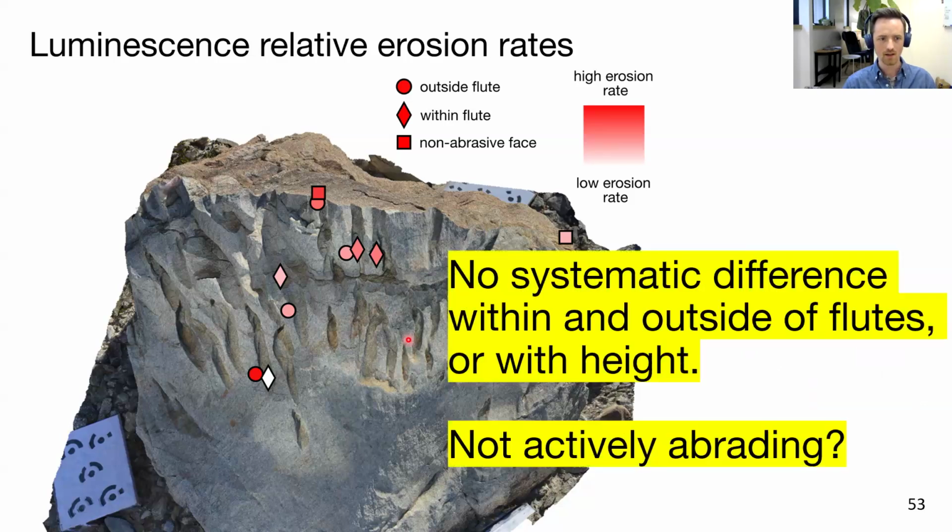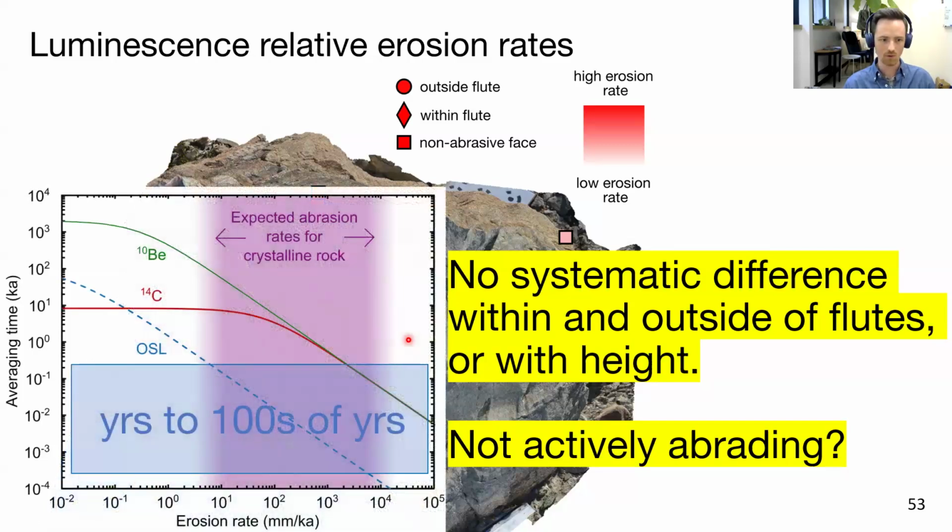But either way, I think we can say that at least for this ventifact, there doesn't seem to be a systematic difference within and outside of flutes. And there doesn't seem to be the expected trend of a height-dependent erosion rate if this thing were actively eroding today. So maybe it's not. And when I say today, with luminescence, that kind of means on annual, decadal, or maybe even, if it's low enough, centennial timescales. So probably just background erosion rates on those timescales.